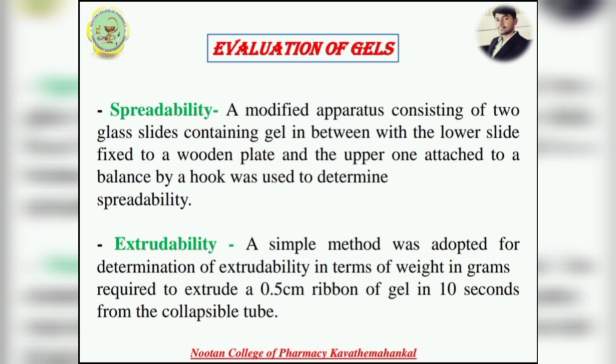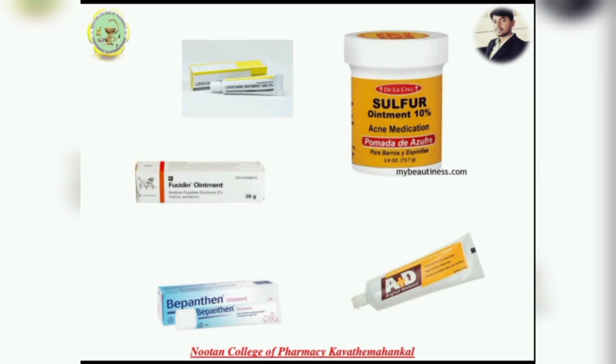Second one is the extrudability. A simple method was adopted for the determination of extrudability in terms of the weight in grams required to extrude a 0.5 cm ribbon of the gel from a 10 cm collapsible tube. These are the evaluations of the gels. This is the marketed formulation of the ointment or semi-solid preparation.